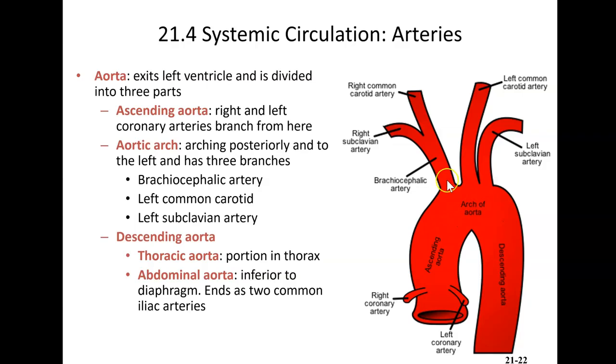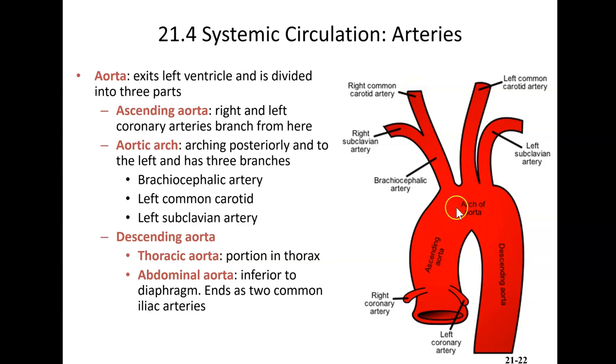We can see the branch all the way on the right side is our brachiocephalic trunk, which, yes, is an artery, but we are going to call it the brachiocephalic trunk. It bifurcates into two arteries: the right subclavian artery, which goes to our upper extremity, and the right common carotid artery, which serves the head and the neck.